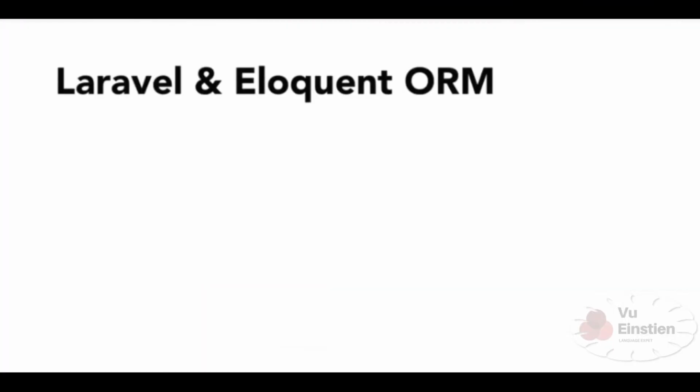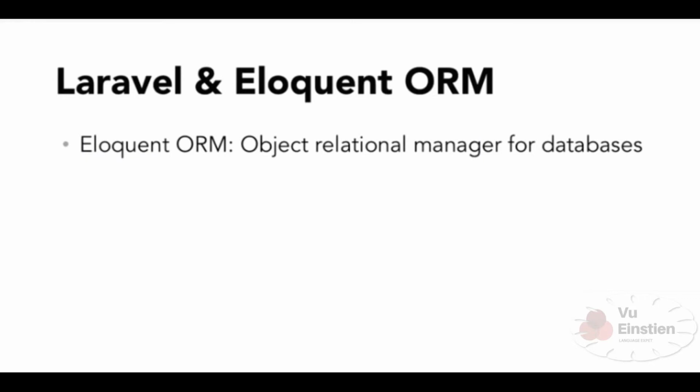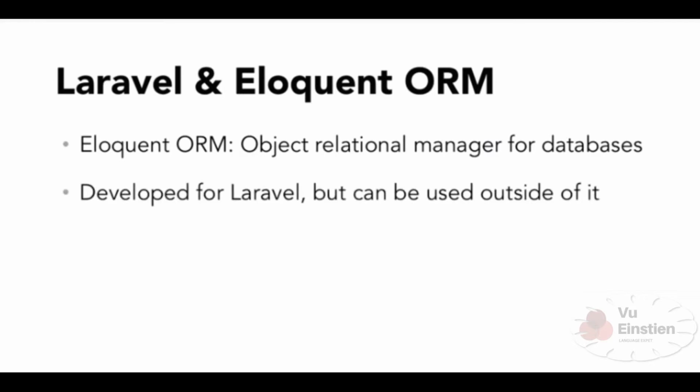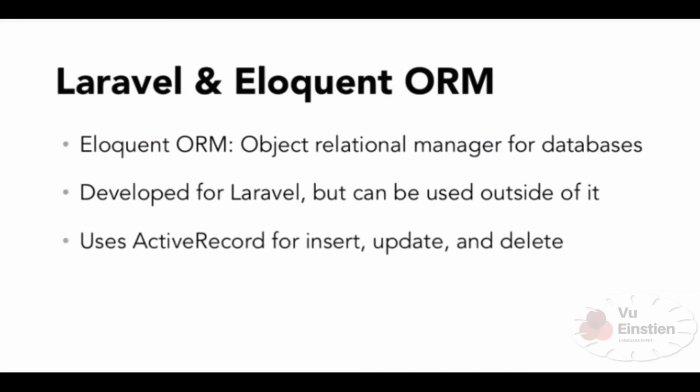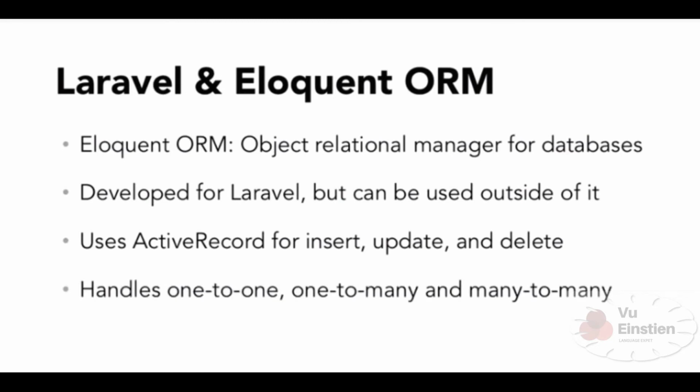Database access and management are an important, if not critical, aspect of most web applications. Laravel's database component is called Eloquent ORM, an acronym for Object Relational Mapper. Eloquent was created for and by Laravel, but as it is a self-contained package, it can be used outside of the framework. Eloquent works with an active record pattern, which allows easy inserting, updating, and deleting of records. It can handle one-to-one, one-to-many, and many-to-many relationships within the database.